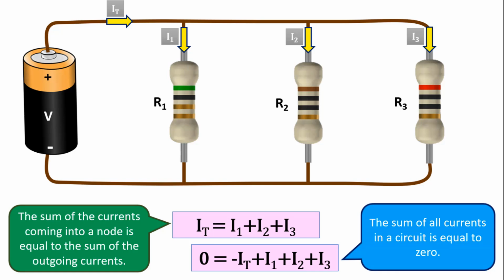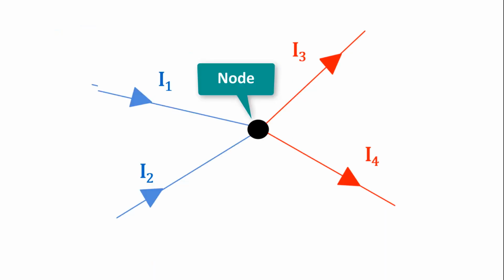Now let's try to understand this formula better through some examples. We can better understand what we are saying through the example here. Here are the incoming and outgoing currents to the node. We know that incoming currents are equal to outgoing currents. The incoming currents to this node are I1 and I2, and the outgoing currents are I3 and I4. Then it will be I1 plus I2 equals I3 plus I4.